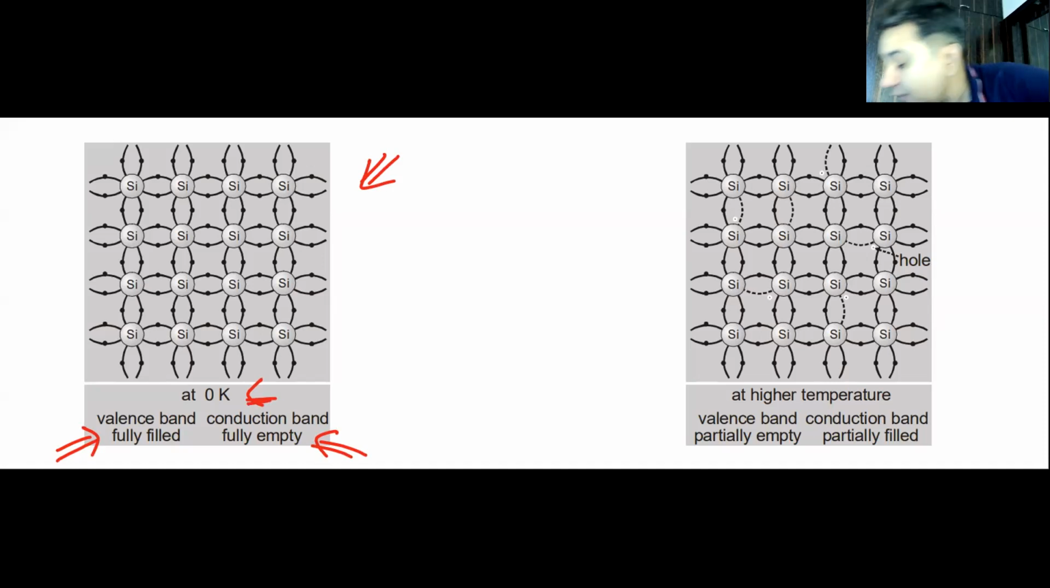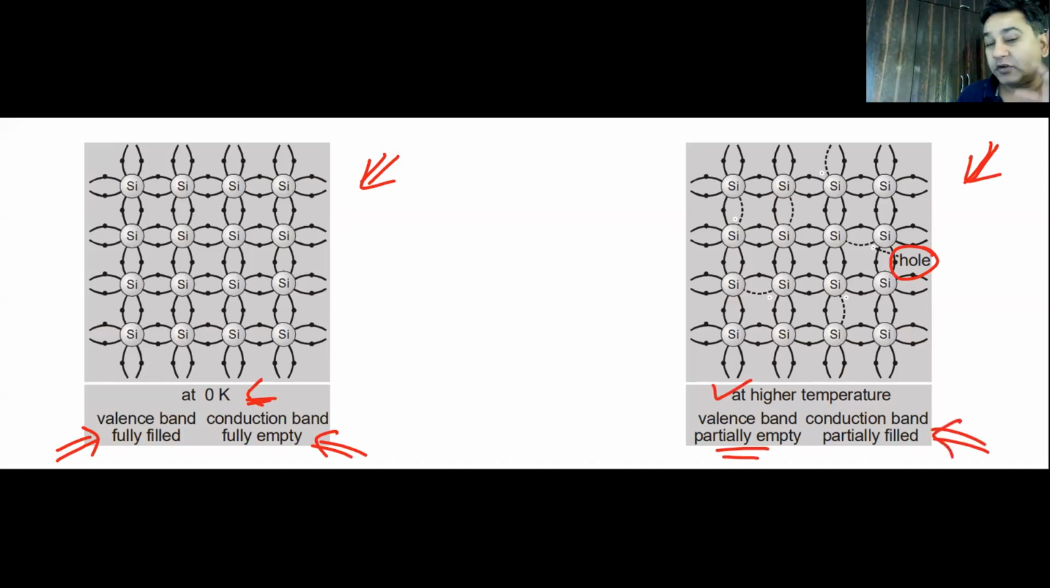But what we have here, at any other temperature, you see something as a hole. What is a hole? You'll understand this, don't worry. At any higher temperature, the valence band would be partly empty and the conduction band would be partly filled, because some covalent bonds are going to get broken and these electrons will become free and jump into the conduction band. We understand this principle, bacha? Yes, sir. We'll move ahead. I hope you have understood this. Understood, sir.